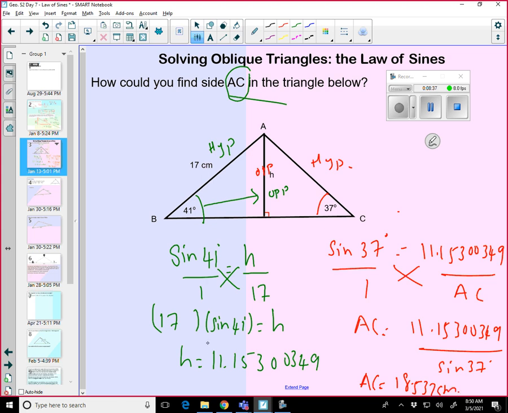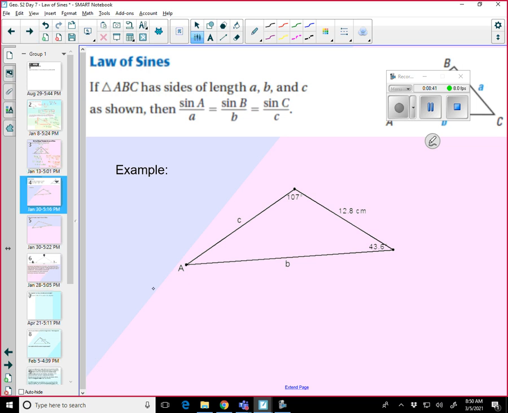I hope this is clear. Let's see the next slide. Okay, we are coming to the new topic, which is called the law of sines. Before seeing the example, let's read what the law of sines is.